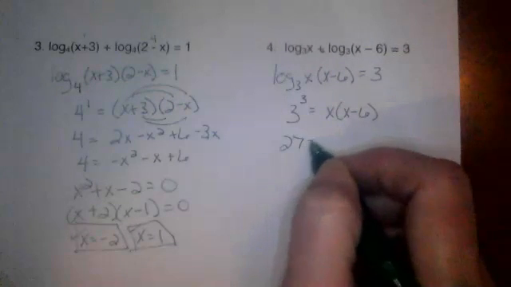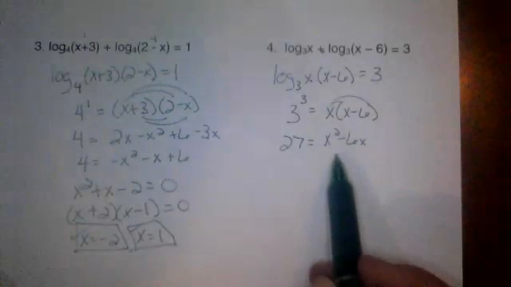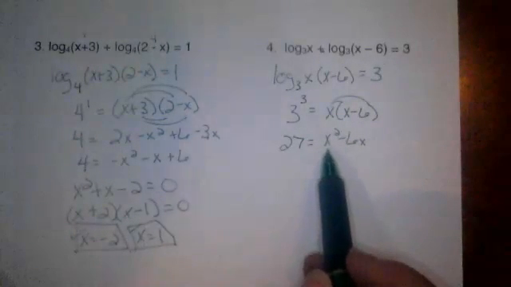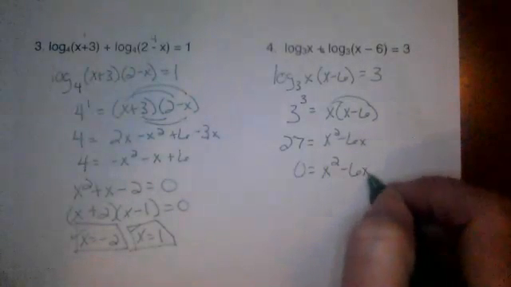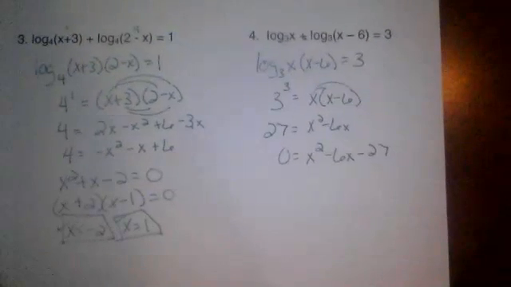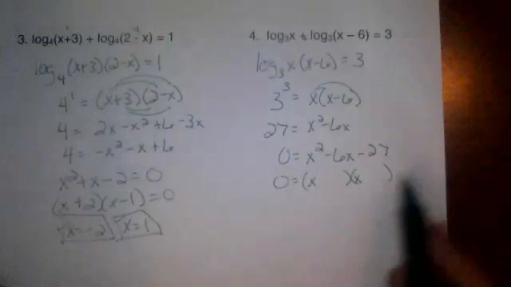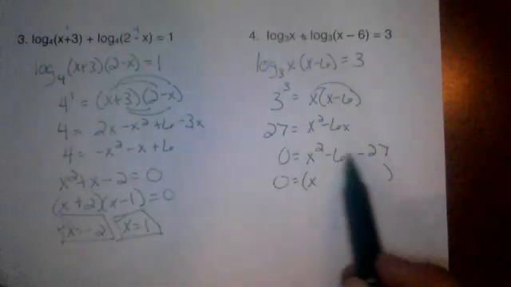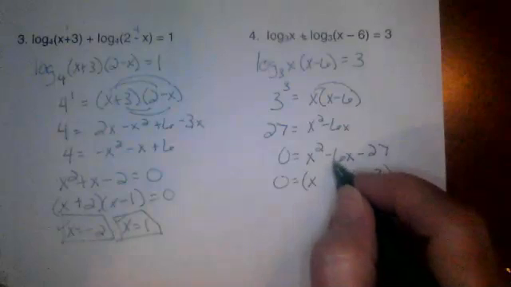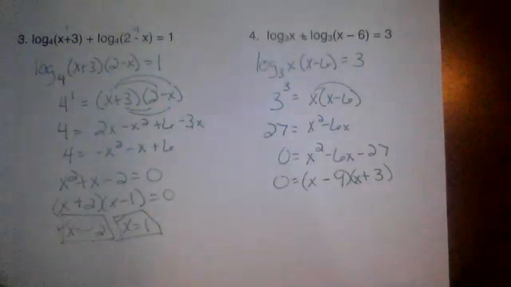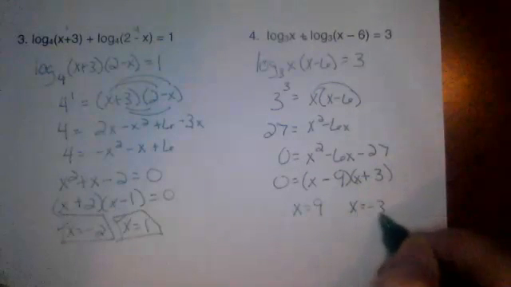3 to the third power is 27. And then we distribute over here x squared minus 6x. This time we still have a quadratic, and the x is positive where it is, so I'm going to leave it there and put the 0 on the left-hand side. And then we're going to factor. So x times x. We need to figure out what multiplies to give us 27, but also what adds or subtracts to give us 6. That would be 9 and 3. We need a negative 6, so negative 9 plus 3. So when we solve that, we get that x is 9 or x is negative 3.